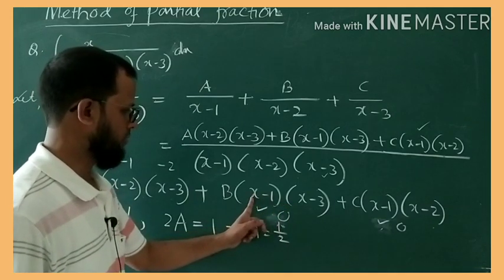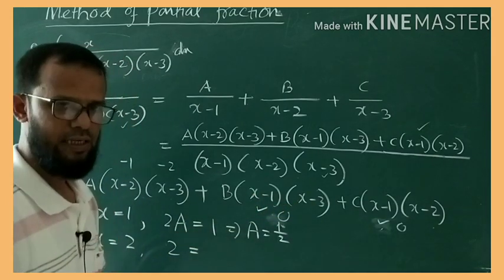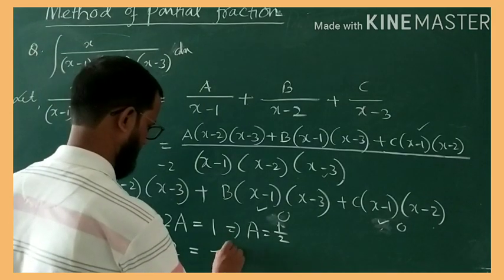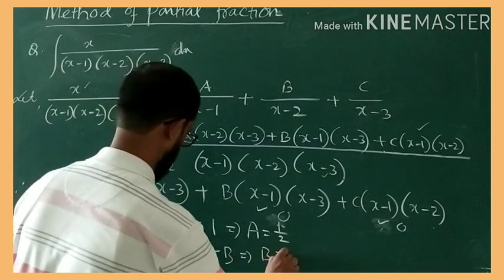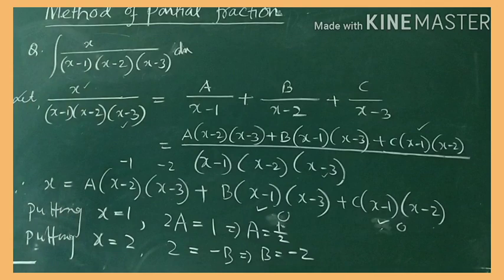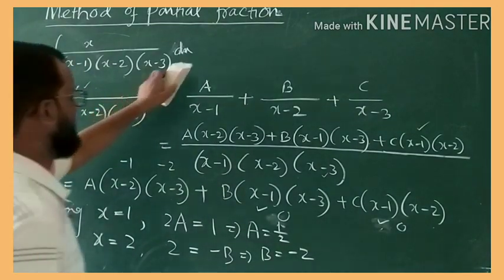2 minus 1 is equal to what? 1, and 2 minus 3 is equal to what? Minus 1, so minus b. Okay, and b equal to what? Minus 2. Finally b equals minus 2. Now to find the constant c.